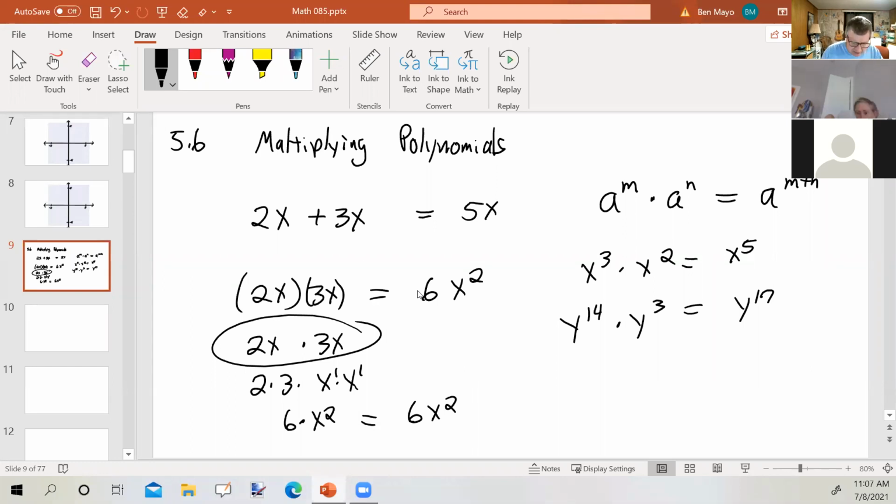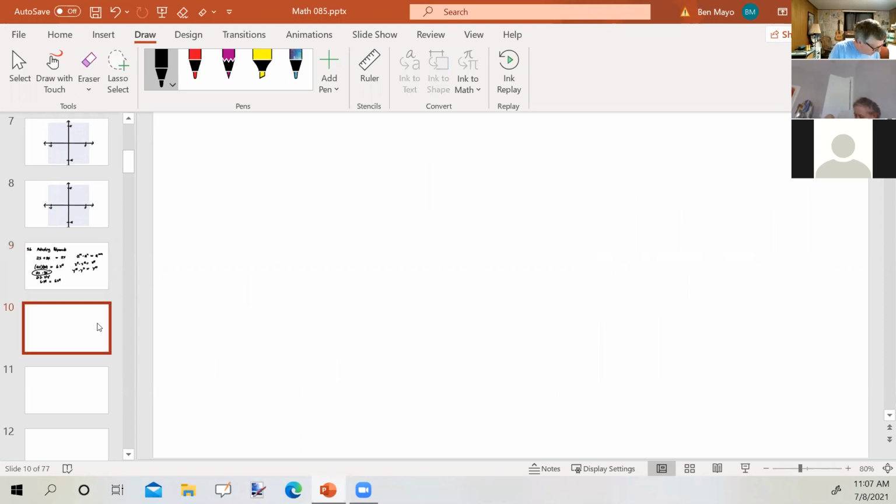Okay, so let's take a look at some problems from section 5.6. This first one says 5m times m, and the directions say multiply. So this would become 5m squared, because m to the 1 power times m to the 1 power would be m to the 2 power. Don't forget that when there's no exponent, there is a 1 exponent implied. All right, we okay with that?